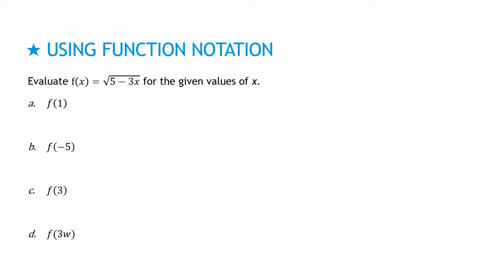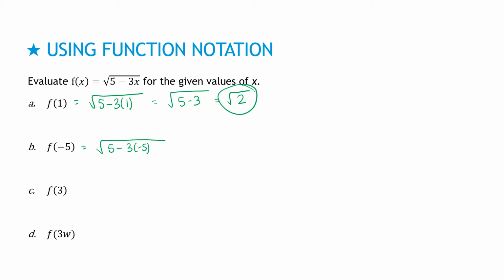So again, for the given values of x, for f of 1, I'm going to take the square root of 5 minus 3 times 1. So 5 minus 3 times 1 is 5 minus 3, which is the square root of 2. And I can't reduce that any further, so that is my final solution, square root of 2. f of negative 5 says 5 minus 3 times negative 5, because it's 3 times x. So I get the square root of 5, and then I have minus 3, essentially, times minus 5, which is plus 15. So that gives me the square root of 20. Then I look for any perfect squares that go into it, so I would say this is 4 and 5. So my final answer is 2 radical 5.